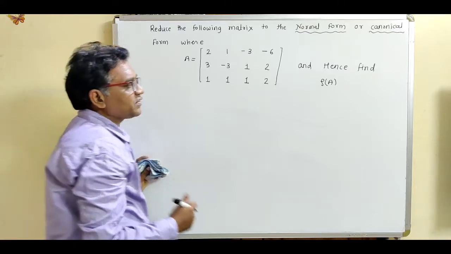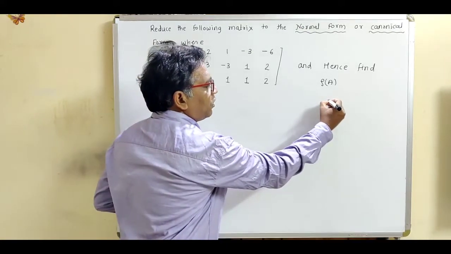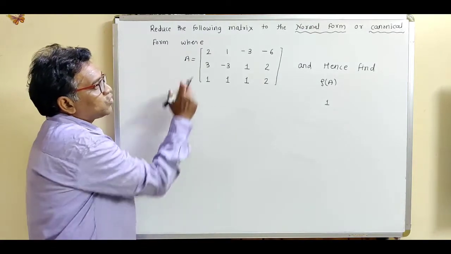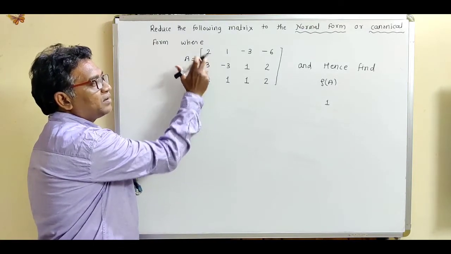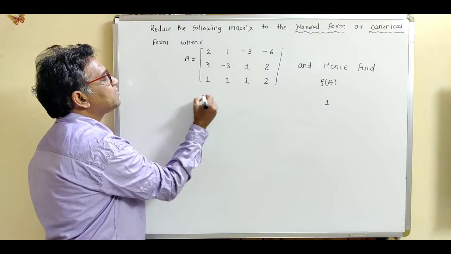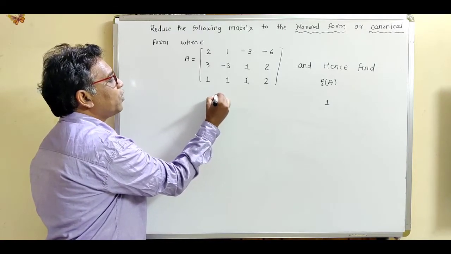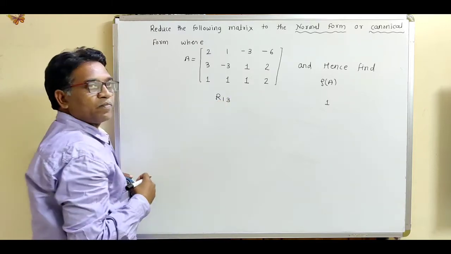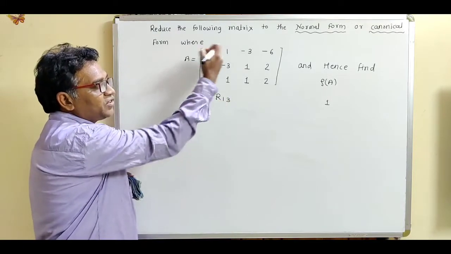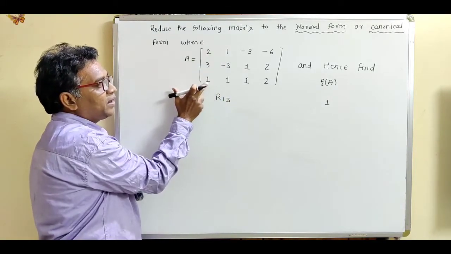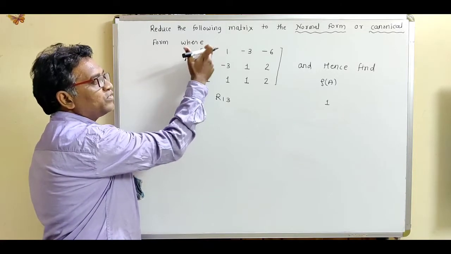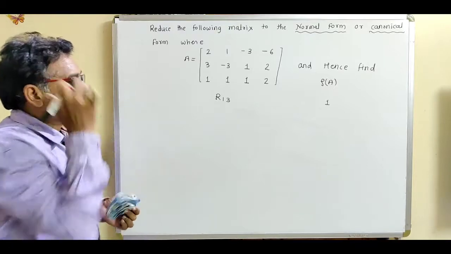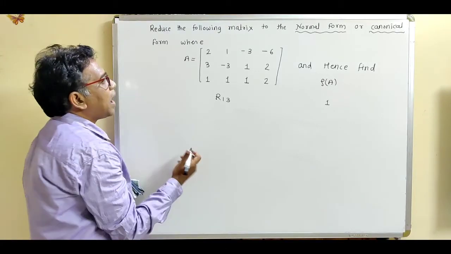Now see, what is the first step? First of all, make the first element 1. So first of all, make this element a 1. So we perform this elementary operation: interchange first and third row. If we interchange first and third row, automatically this first position will be this 1. So write down this elementary operation, performing R13.